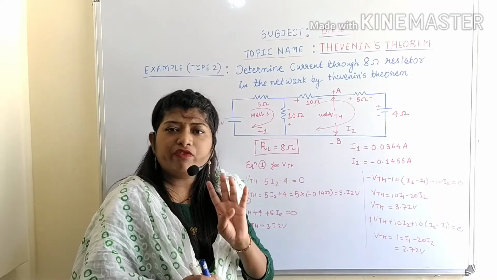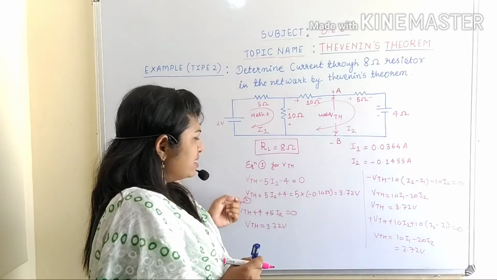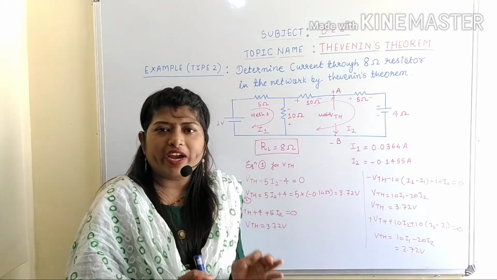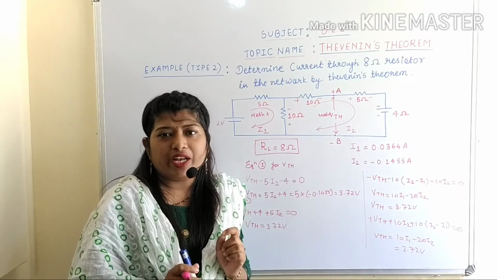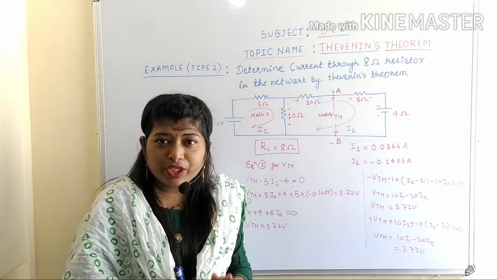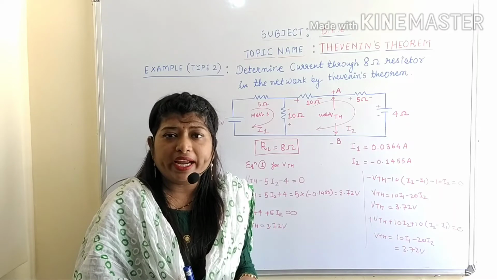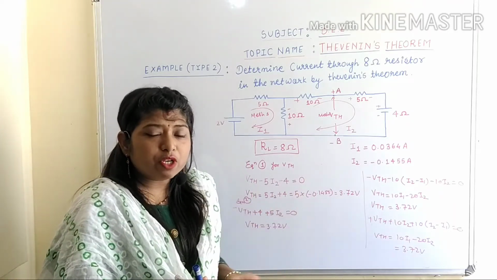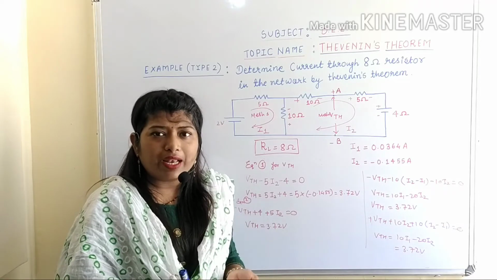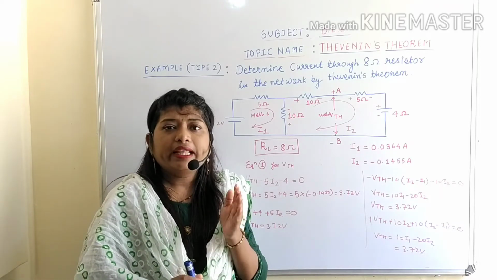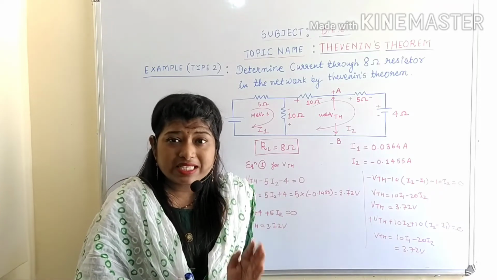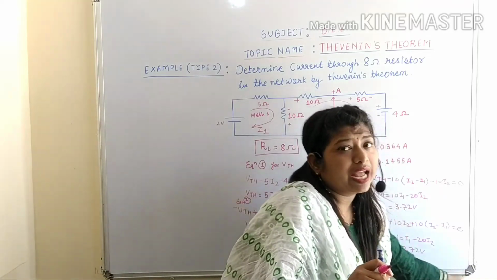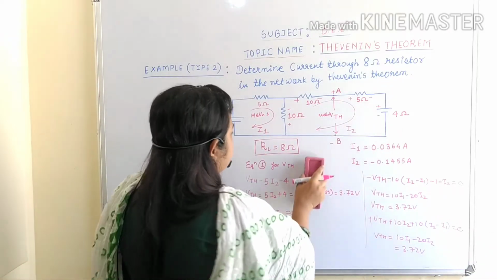So there will be four possibilities. You can consider any one possibility to find out Thevenin's equivalent voltage. I hope you have understood how to calculate VTH in case of Thevenin's theorem. Now the next procedure is what? We need to calculate Thevenin's equivalent resistance. So how are you going to calculate Thevenin's equivalent resistance?